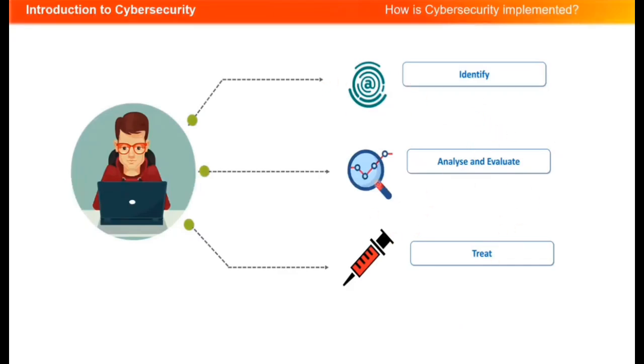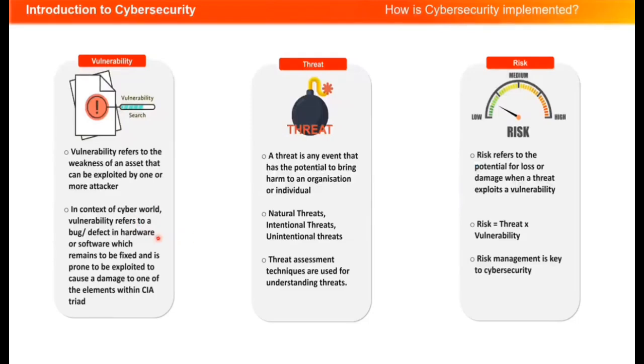So what we want to do when we implement cybersecurity is identify vulnerabilities, analyze and evaluate, and remediate or treat. A vulnerability refers to some kind of weakness that can be exploited. It could be a defect, it could be a bug, it could be something that was working fine, but due to a change in the computing environment, the data environment, is now a vulnerability that can be exploited. A threat is anything that has the potential to bring harm to the organization. There could be natural threats, intentional threats, unintentional threats. Threat assessment techniques are used for understanding threats.